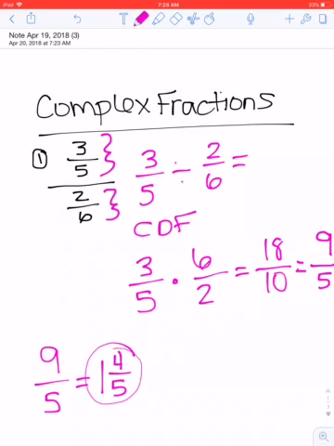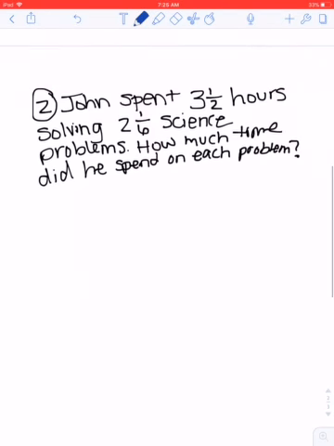So remember, complex fractions is just when I have two fractions, and you're going to divide them, and you need to make sure that your big thing is you use copy-flip. Okay, let's take a look at the next one.